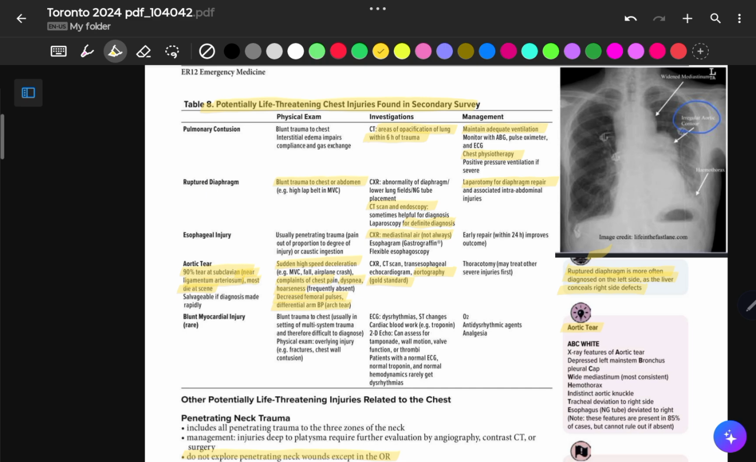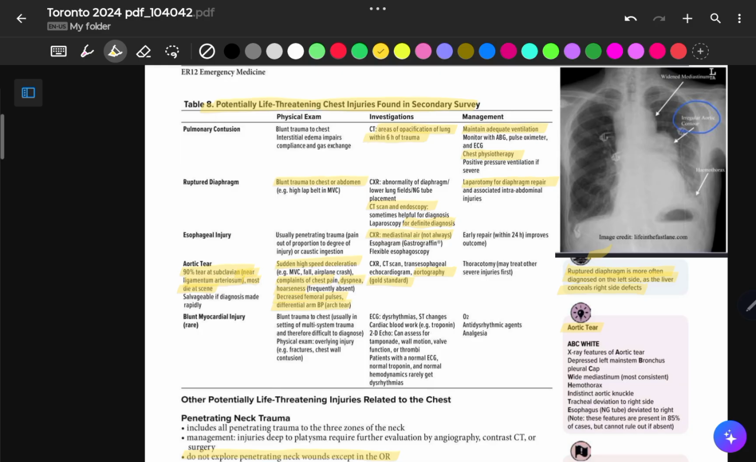Esophageal injury is usually due to penetrating trauma. They'll have pain out of proportion to the degree of injury. When you do a chest X-ray, you want to do an erect chest X-ray, and the patient will have mediastinal air, but not always. You can also do a flexible esophagoscopy. And obviously you want to repair it. If it's present, repair it within 24 hours.